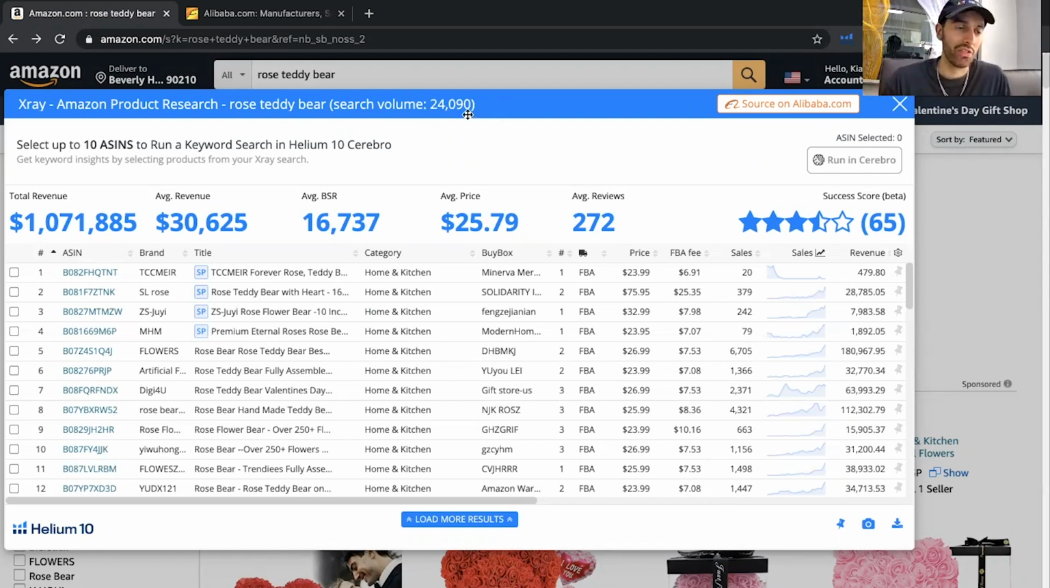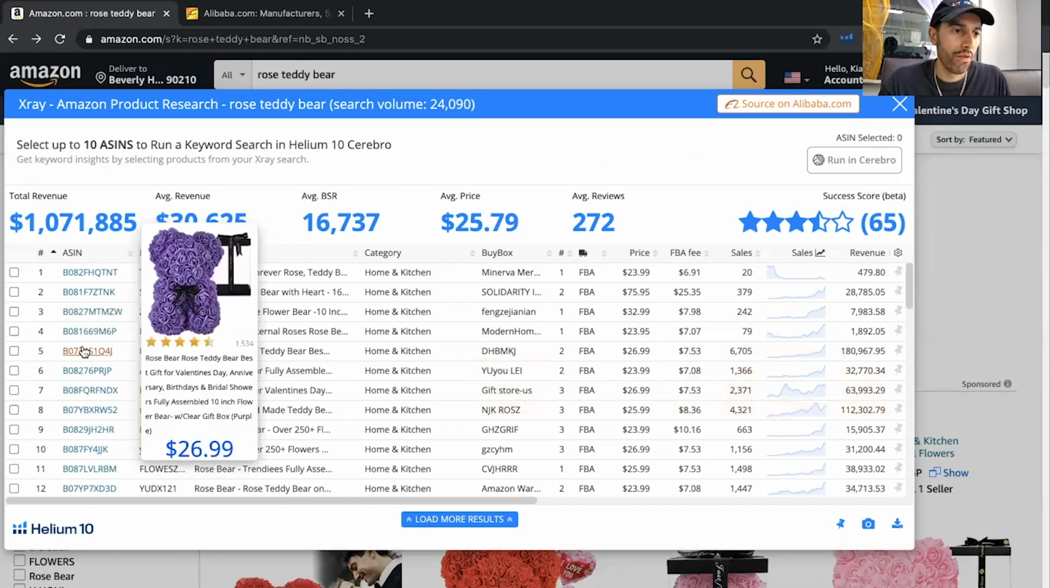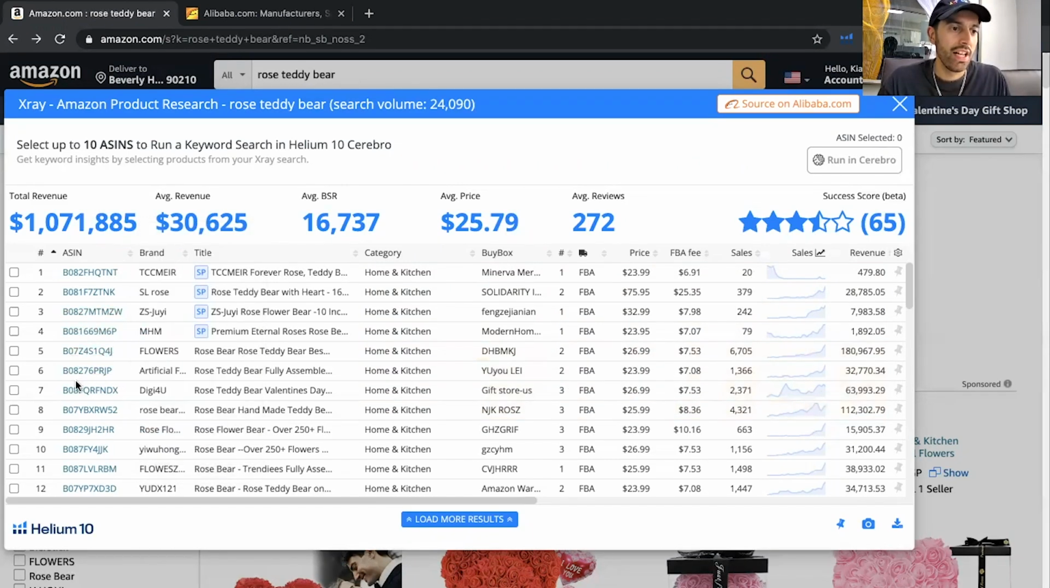Very important because this is a seasonal product. Now you might think 25,000 is a lot of searches, or you might think it's quite low, depending on what your strategy is. But you can see the total revenue for this keyword for the month is just over $1 million. The average price of this product is about 25. And then as you scroll down here, you can see the selling prices: 24, 27, 24, 27, 26. So you know roughly what you're going to be retailing this product at. And if you hover over here, you can see the different products available.